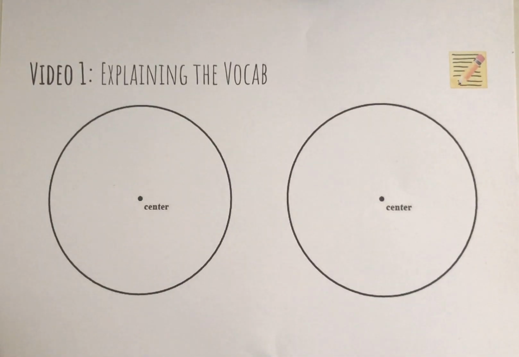Hello everyone. In today's video we are going to talk about the vocab associated with this lesson. So I'm going to go over a few words with you guys. Just to get started, let's establish what an arc means. So an arc is any piece of a circle.